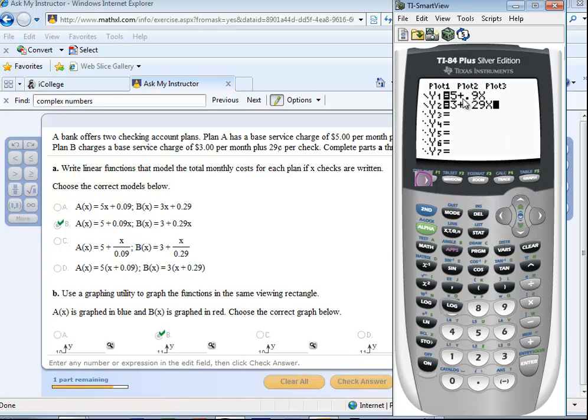So after we have our equations in, and check and make sure we got the right ones, and of course my first one is wrong. So we need 0.09x. Yeah, then what you want to do is press the graph button. So this is the graph that we get here.